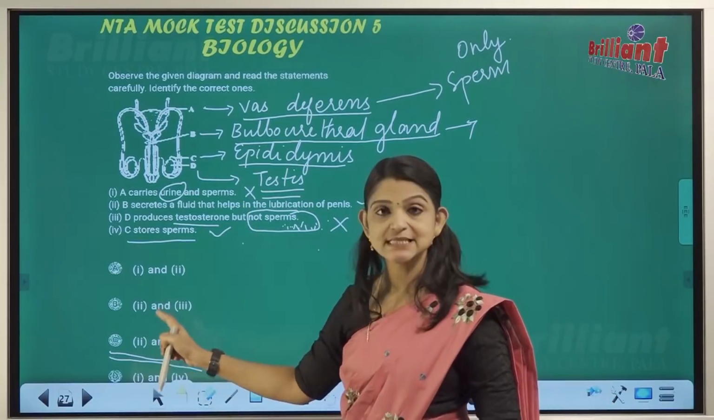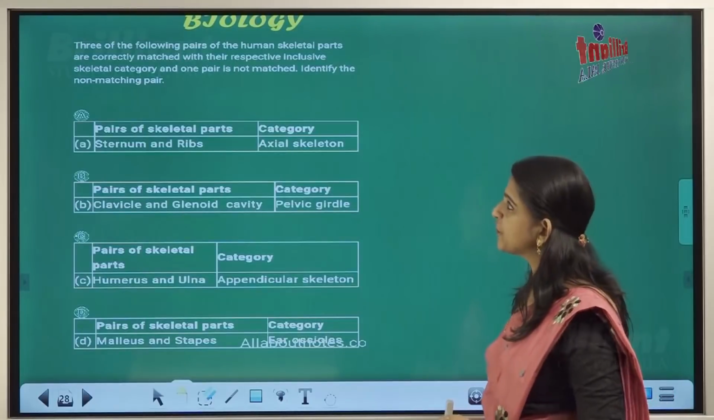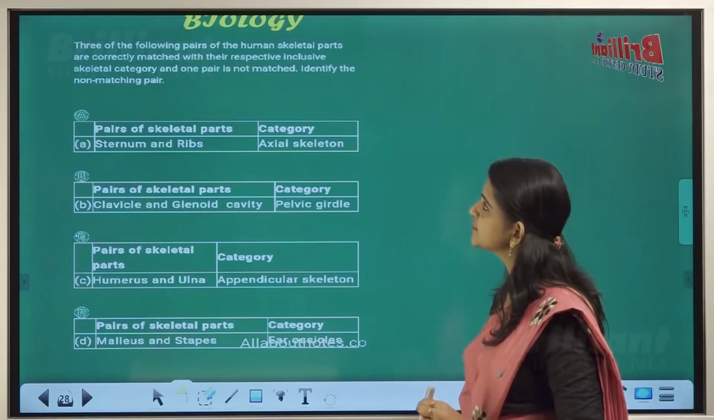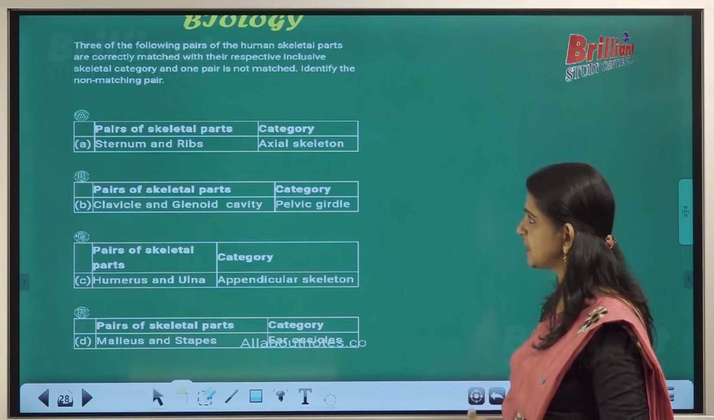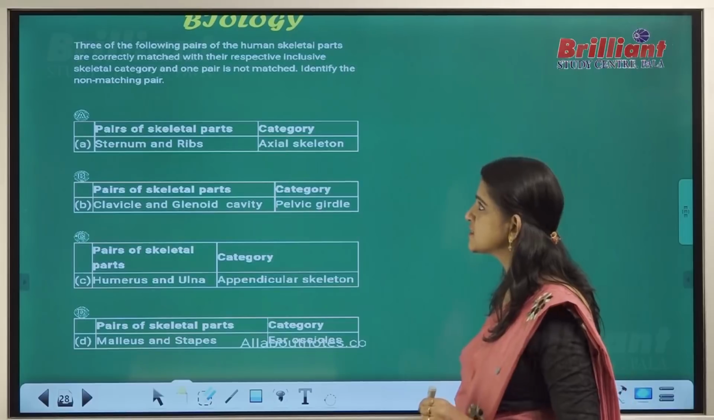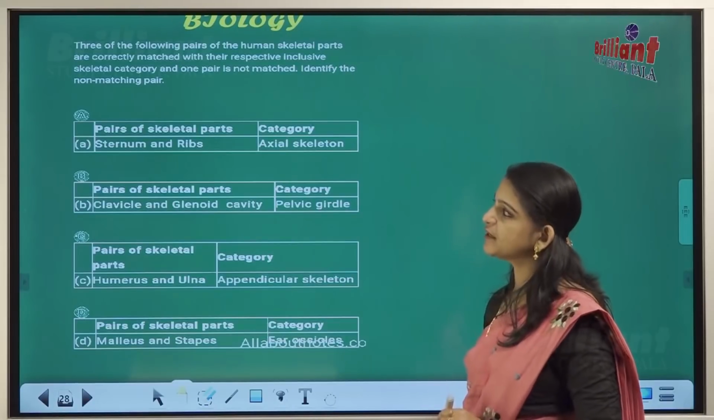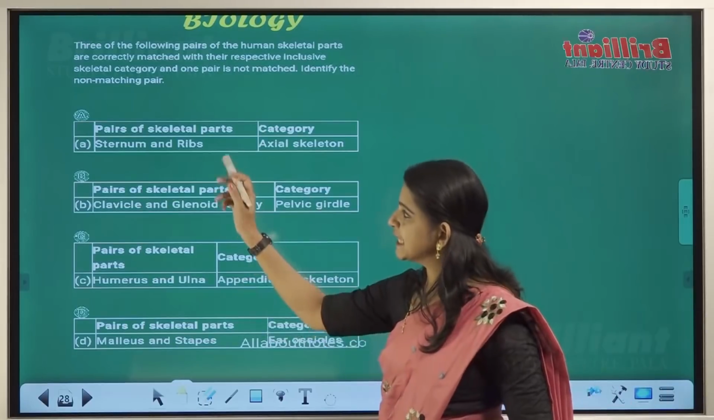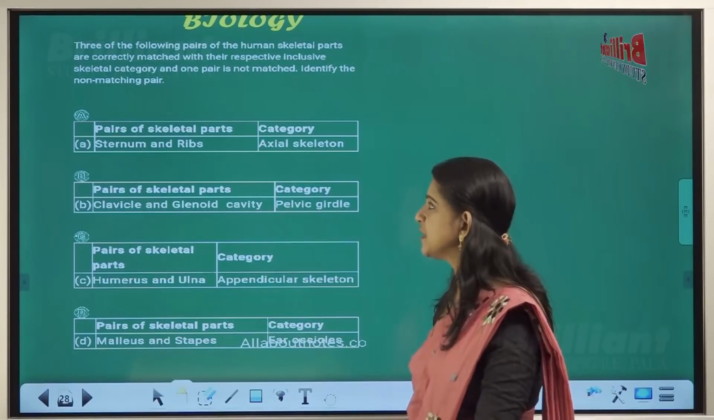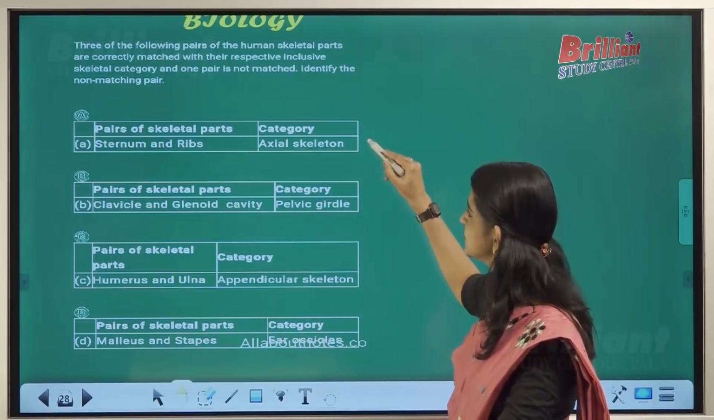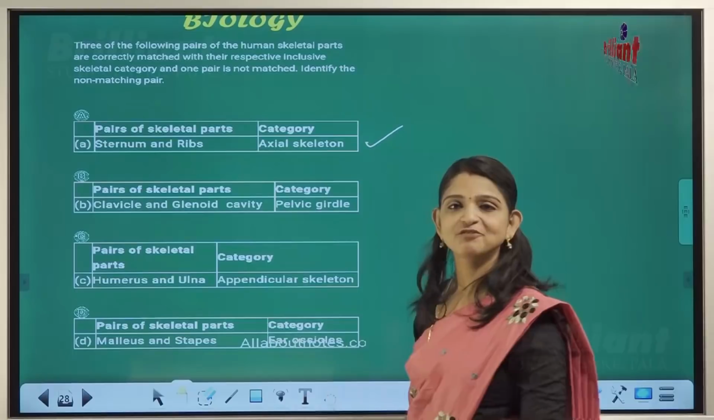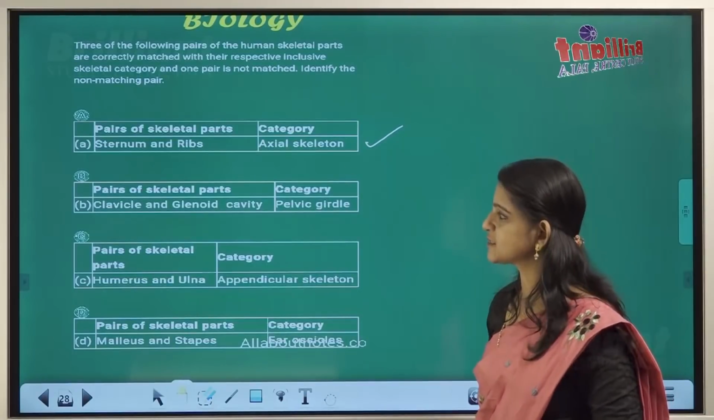Your option is C. Three of the following pairs of the human skeletal parts are correctly matched with their respective inclusive skeletal category and one pair is not matched. Identify the non-matching pair. First one, pair of skeletal parts, they have given sternum and ribs. Category they have given as axial skeleton. You know that sternum and ribs are part of the axial skeleton. That is the correct statement.